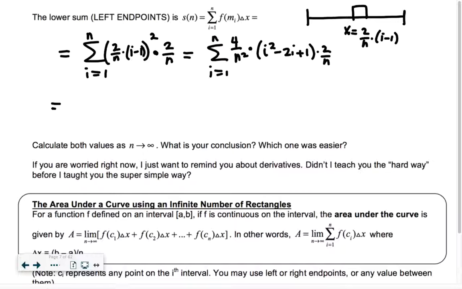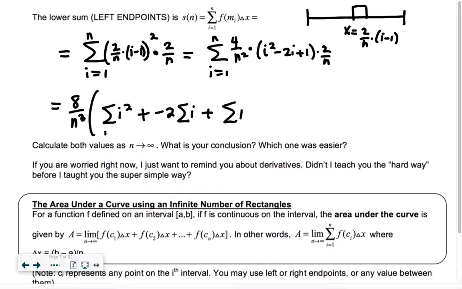All right, so we're going to pull out 8 over n cubed. And then we're going to have a big sigma. We're going to have the sigma of i squared minus 2i plus 1, so I'm going to break it apart into 3 sigmas. So I'm going to pull out that negative 2, and then I'm going to have sigma of i, and then I'm going to have sigma of 1. If you want to be lazy and not write i equals 1 to n every single time, I don't care.